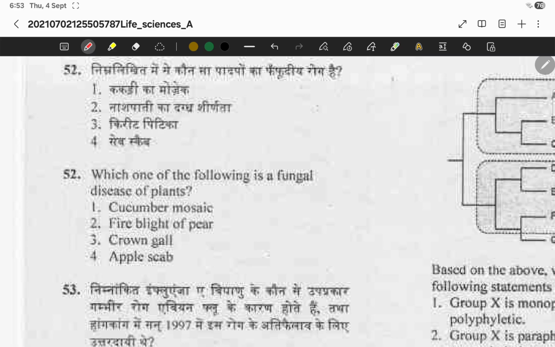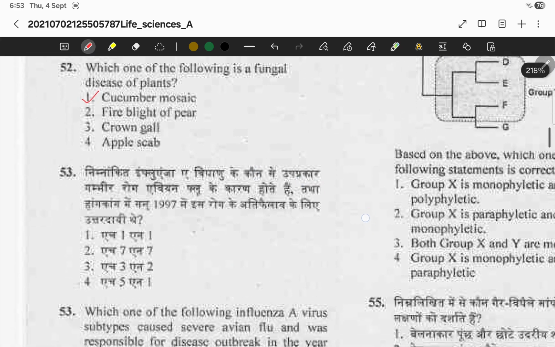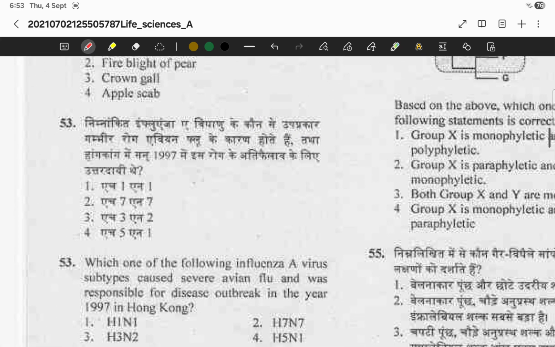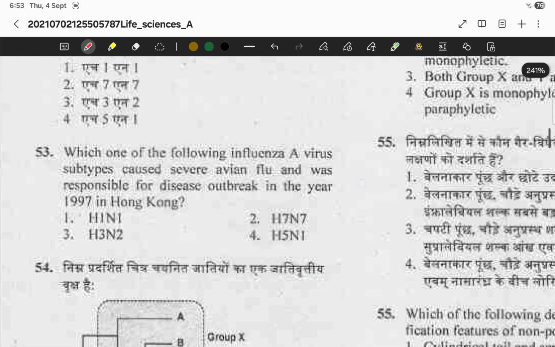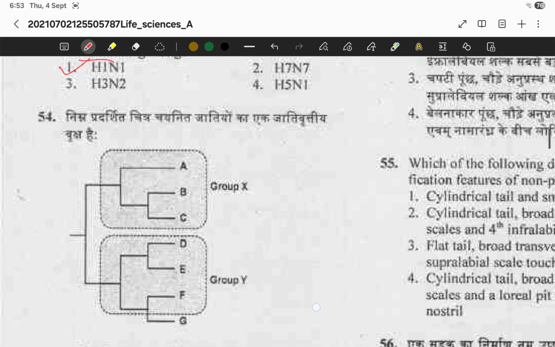Wow, fungal disease. I'll go for cucumber mosaic because I read somewhere a mosaic being a disease of plants, fungal disease. Okay, I have totally no idea, but I'll go for that. Which one of the following influenza A virus subtypes caused severe avian flu and was responsible for disease outbreak in Hong Kong? Wow, this is a good question. H1N1 virus, we'll go for that.